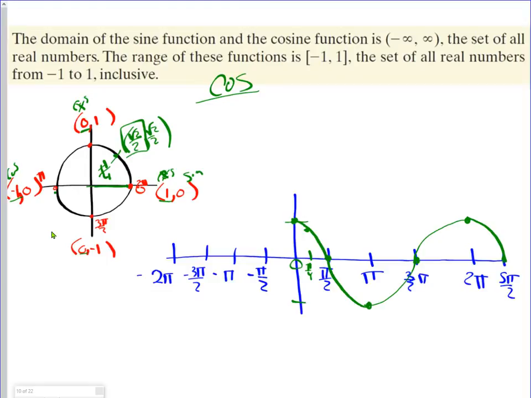Let's go backwards. What's the value at negative pi halves, people? 0. What about negative pi? -1, so I'm down here. What about negative 3 pi halves? 0. And at negative 2 pi? 1. So here you're going to see what you guys were seeing in the calculator, which is a graph of cosine. Okay?